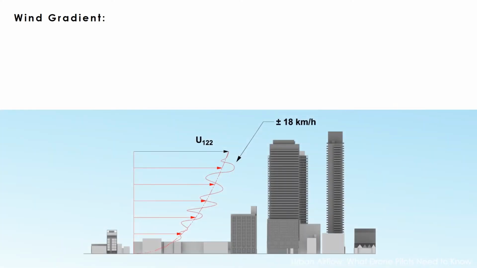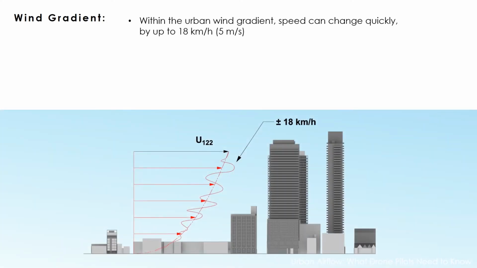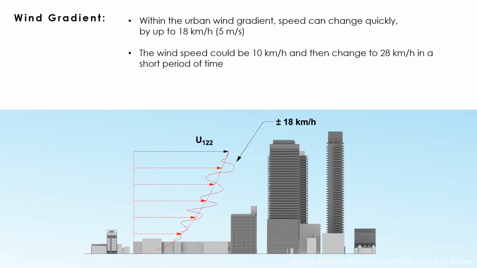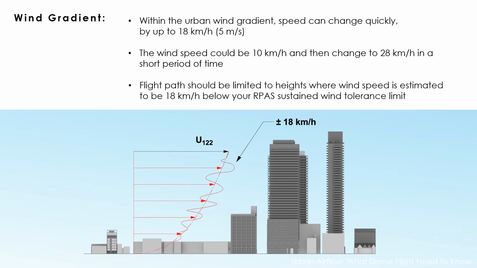Within the urban environment, wind speed is also variable. Within the urban wind gradient, speed can change quickly by up to 18 km per hour. The wind speed could be 10 km per hour and then change to 28 km per hour in a short period of time. So it is wise to limit your flight path to heights where wind speed is estimated to be 18 km per hour below your RPAS sustained wind tolerance limit.